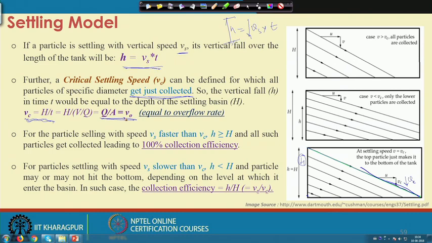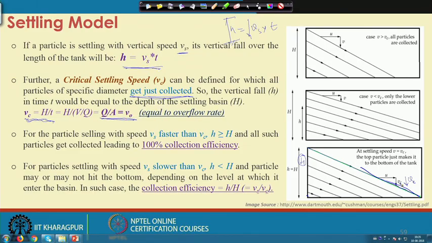Now, for design purposes, what we typically do is estimate the settling velocity of a particle which we want to settle, from Stokes law or some measurements, and then equate that to the surface overflow rate. So, we know the Q value and we know the critical settling velocity of the particle. That way we can determine the plan area of the tank.